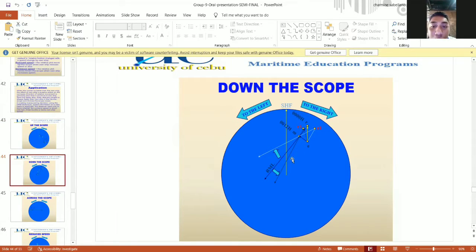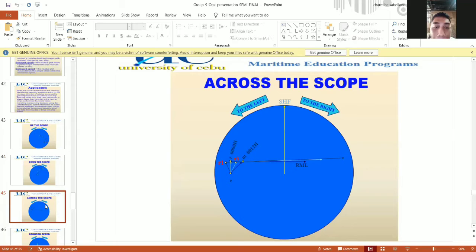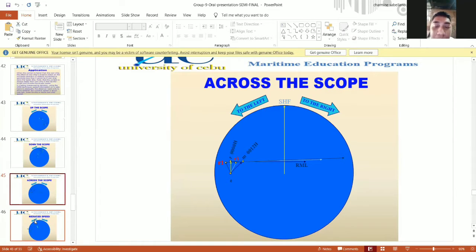Next is down the scope. So it is going down the RML. So next slide, please. Across the scope. So it is crossing to both left and right. Next slide, please.